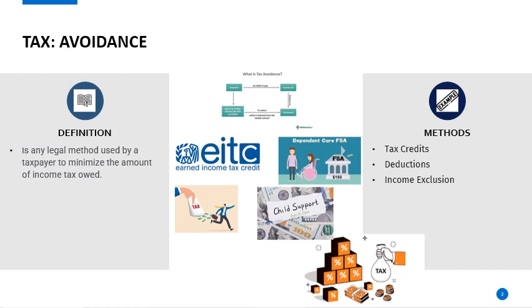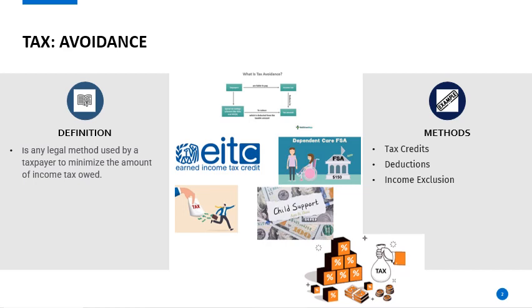The next is a tax deduction, and a tax deduction lowers a person's liability by reducing taxable income. Because the deduction lowers one's income, it lowers the amount of taxes owed because it decreases the taxable income. An example of this is like child tax credits or child and dependent care tax credits.